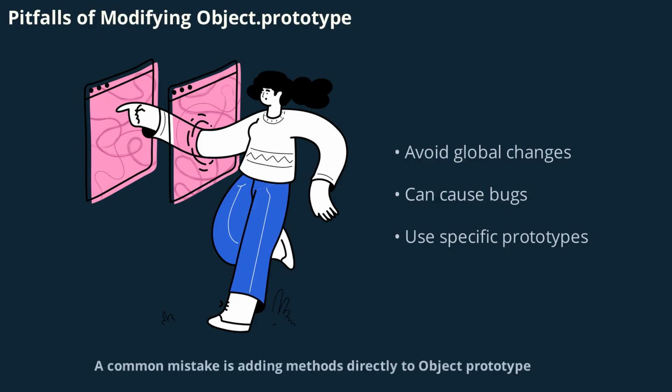A common mistake is adding methods directly to Object.prototype. While this makes the method available to all objects, it can cause unexpected behavior and bugs since every object, including built-in ones, will have the new method. It's better to use prototypes specific to your objects, not the global Object.prototype.